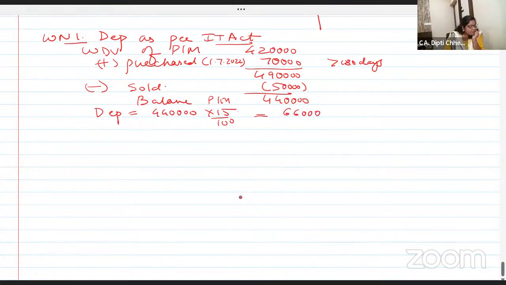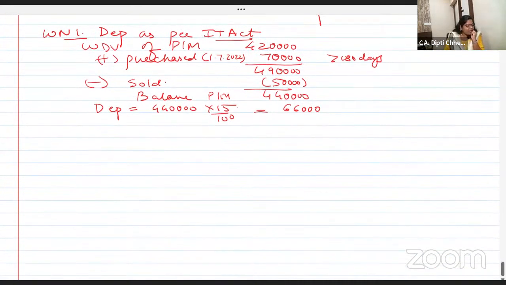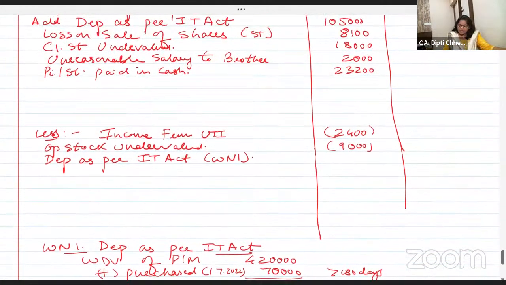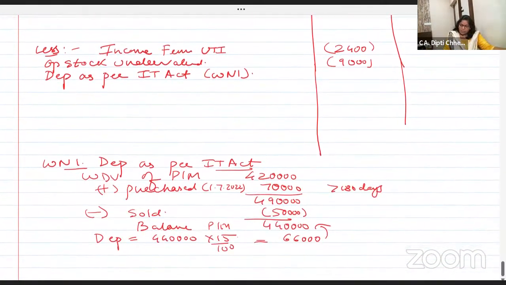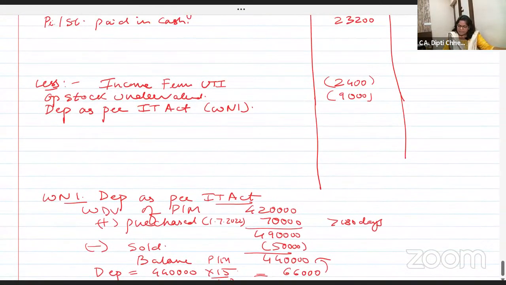66,000. I want to repeat, plant and machinery का value 420 था. New plant was purchased on 1st July, so 490, and 2 old plants were sold. Sale value के बाद की जो value है, on that depreciation is charged on plant and machinery at the rate of 15%. So in books they have charged 1,05,000. We have added back. What is depreciation as per Income Tax Act?